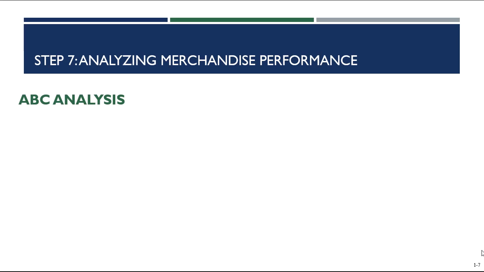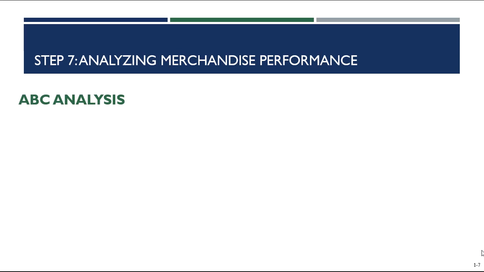So we're going to skip that step for a second and talk about step 7, which is analyzing your merchandise performance. As with everything, it's very important to analyze performance of your merchandise and make adjustments along the way. And so you have to consider, do you need to order more? Should we order less? Should we bring new products in? Should we take certain products out? All of those decisions kind of happen here in this analysis phase.